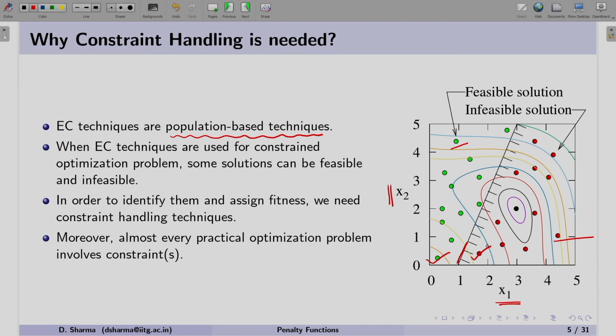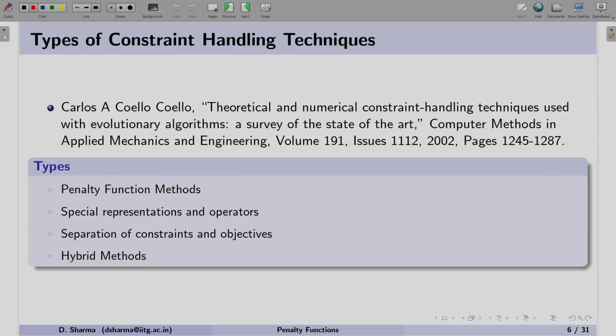Second important point is that we know that most of the practical optimization problems involve constraints. It can be one constraint or it can be multiple constraints. Since we want to solve those practical optimization problems, we want to know what is the optimum solution for that. So we need constraint handling techniques with EC techniques. So there are different types of constraint handling techniques here.